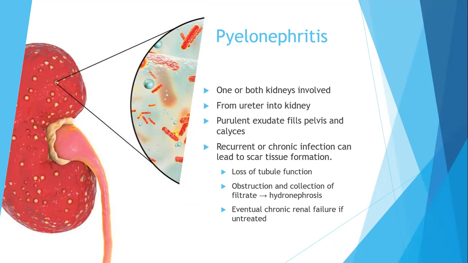Recurrent and chronic infections causing the scar tissue formation can also cause obstruction and collection of filtrate, which is called hydronephrosis, or like water on the kidney, if you want to think of it that way. It can lead to chronic renal failure if untreated. So that's not good. That's not good.